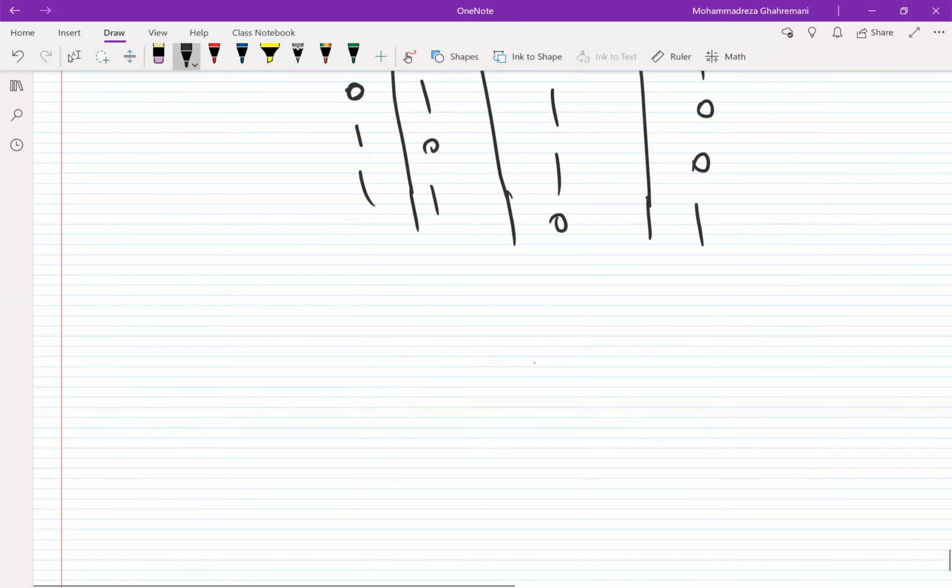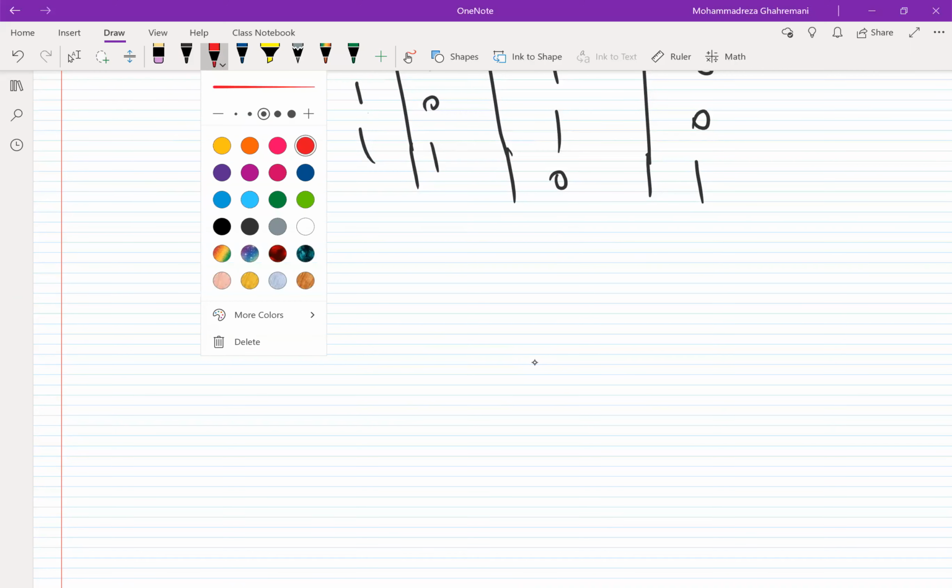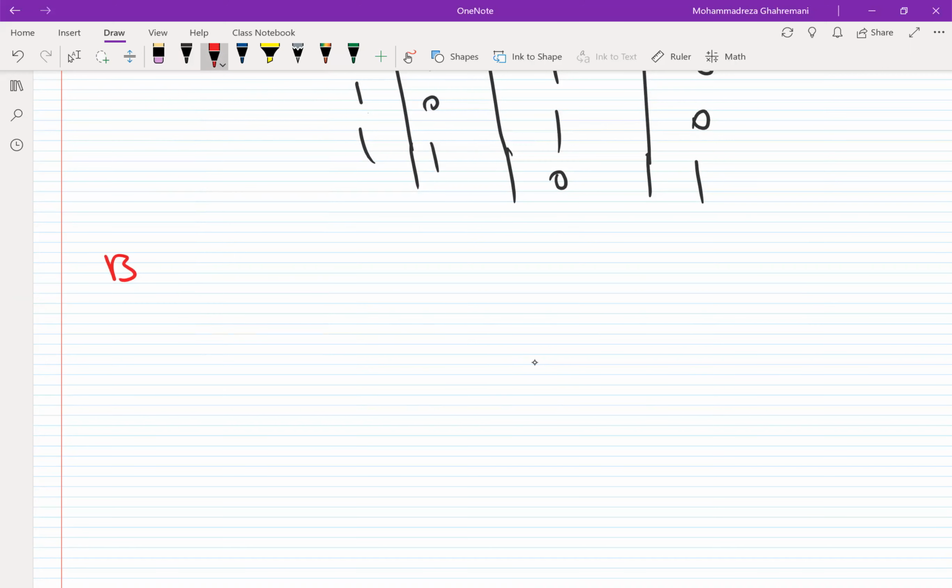So we learned all the basic functions and gates, and now it's time to learn Boolean algebra. Okay, in order to do some modification and calculations on Boolean functions, we need to know Boolean algebra. So we want to talk about Boolean algebra.